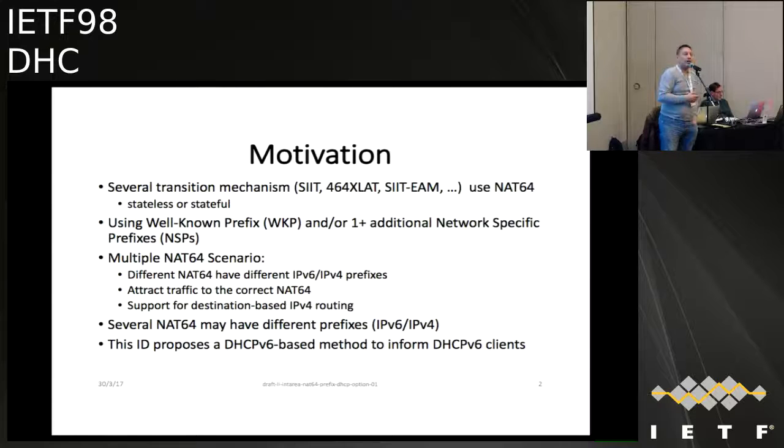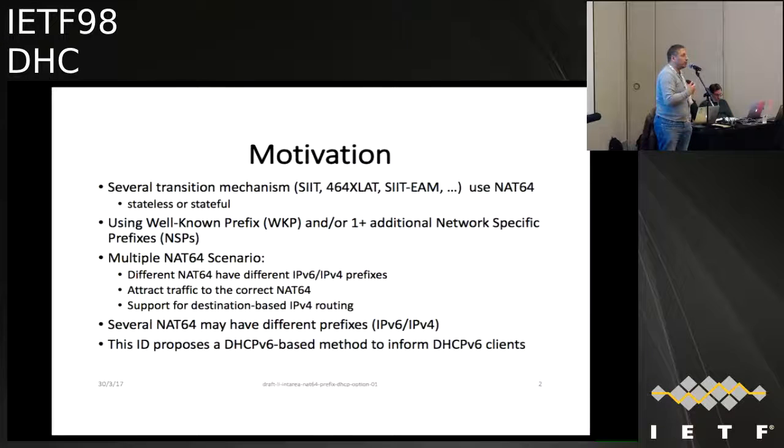So basically, what we have done is develop a way to inform the clients about the possible NAT64 boxes that they may have, so they can send traffic depending on the destination of the IPv4 addresses. So they can get information about both the pairs of IPv6 and IPv4 addresses managed by each NAT64 box. That's basically the idea.